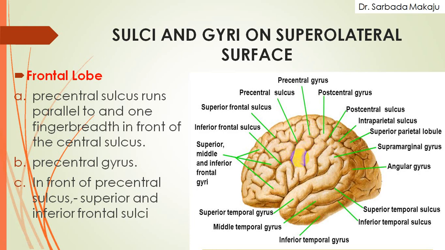Now, in front of the precentral sulcus, there are two frontal sulci. That is the superior frontal sulcus, and this one is the inferior frontal sulcus. Then after that, in between them, there are these portions, which are the superior, middle, and inferior frontal gyri.